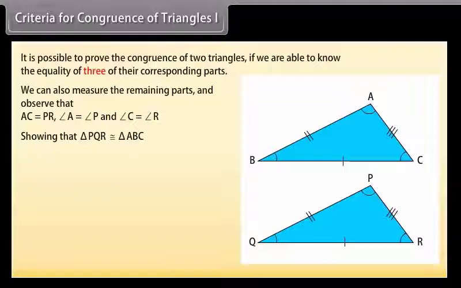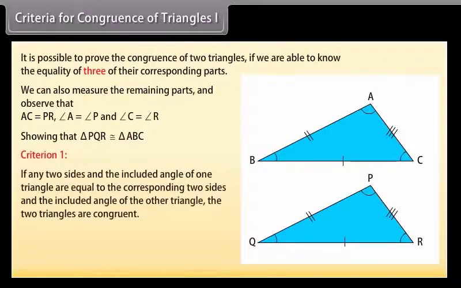Thus we have Criterion 1. If any two sides and the included angle of one triangle are equal to the corresponding two sides and the included angle of the other triangle, the two triangles are congruent. This criterion is referred to as SAS, side angle side rule.